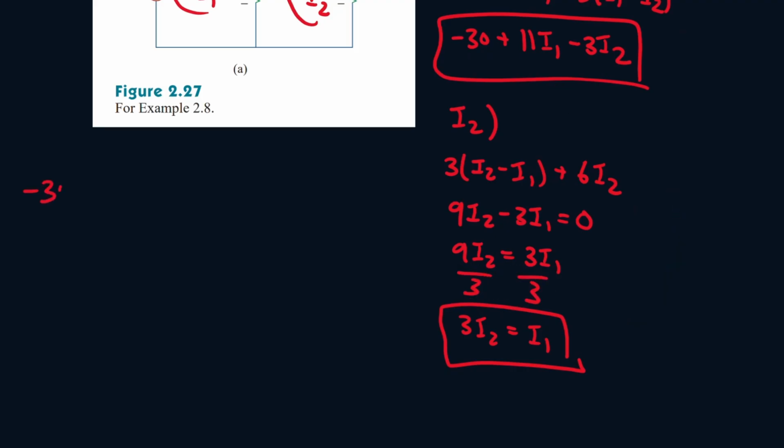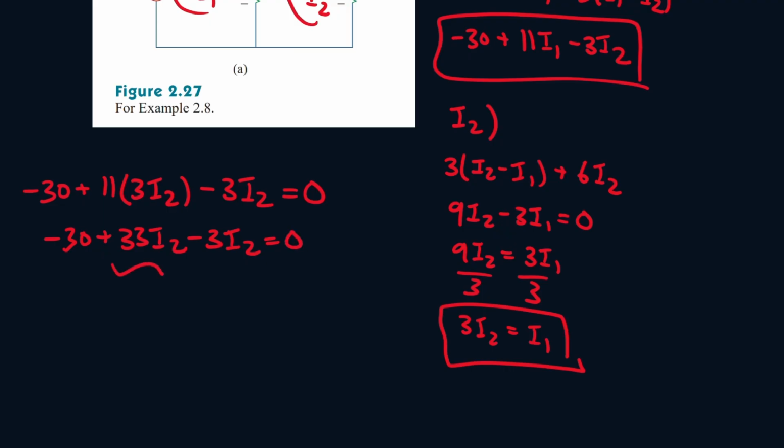So we have minus 30 plus 11 times 3I2 minus 3I2, and remember this is all equal to 0. Then it'll be minus 30 plus 33I2 minus 3I2 equals 0. Two like terms, 33I2 minus 3I2, that's just 30I2. Okay, and if I2 is 1, then this will equal 0. Or we could say bring the 30 to the other side, so it'll be 30I2 equals 30, and if I2 is 1, then that checks everything out.